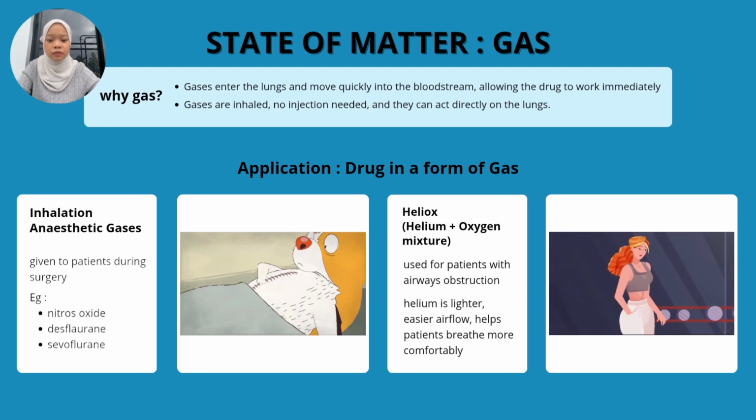This is an example for asthma patients who need to take an inhaler regularly. So, in summary, gas state drugs are useful because they act quickly, are easy to control, and can be delivered directly through the lungs. The two key examples are inhalation anesthetic and heliox.